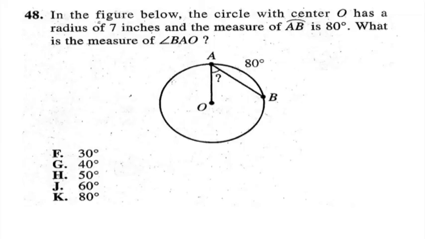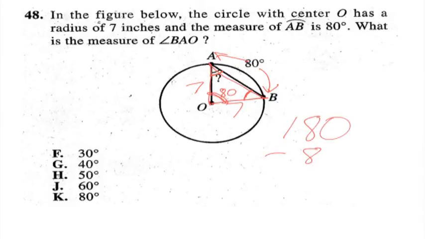48. In the figure below, the circle with center O has a radius of 7 inches and an arc measure of 80 degrees. What is the measure of angle BAO? This is another one of those. Looking at a circle, the distance from here to here is also a radius. So if it has a radius of 7 here, this is 7, which tells me this angle and this angle have to be the same. They told me that my arc is 80 degrees, which tells me this angle is 80 degrees right here. So now that I know I've got a triangle, 180 degrees minus 80 gives me 100, and these two are equal, so I divide by 2, and we get 50 as the measure of each of those angles for 48.